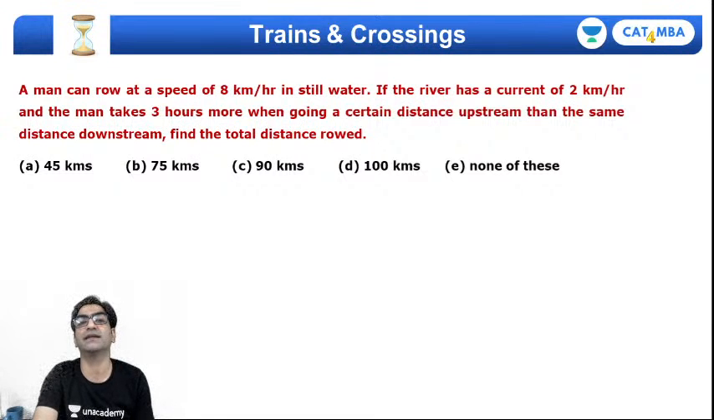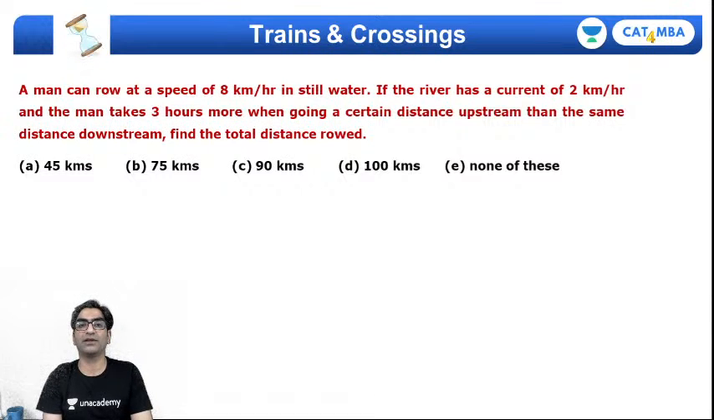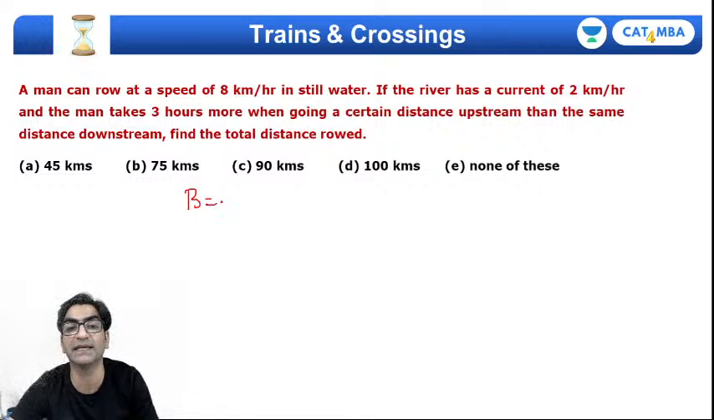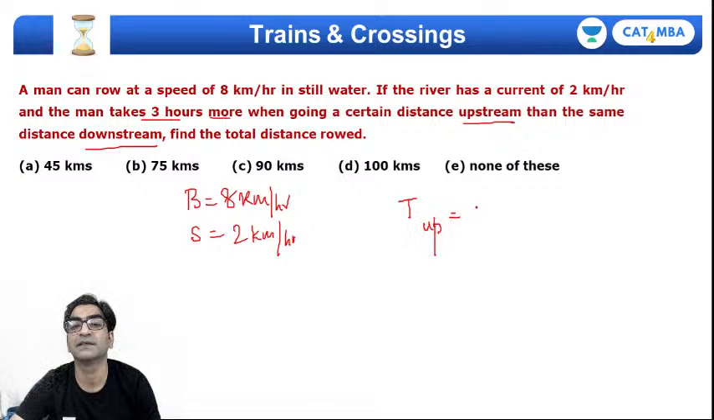एक एग्जांपल और ले लेते हैं and then we'll bring this session to a close. A man can travel at a speed of 8 kilometers per hour. बोट का स्पीड दिया हुआ है, b is 8, right. River has a current, मतलब speed of the stream is 2 kilometers per hour, and the man takes 3 hours more going up the stream than same distance down the stream. Basically time to go up is 3 more than time to go down the stream, है ना. और up the stream और down the stream same distance है ना.